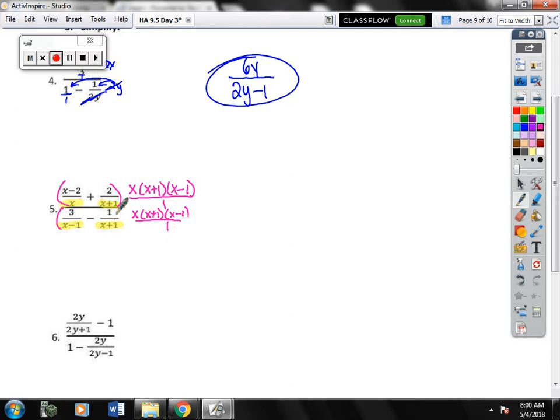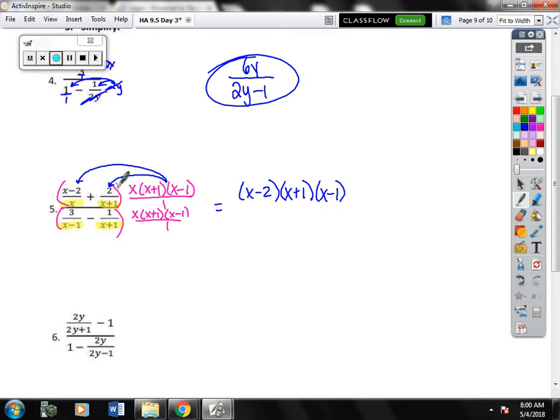Put parentheses. And we'll distribute. Now we have a binomial. So we do notice that the x's would divide out. So we would be left with x minus 2 times x plus 1 and x minus 1. So we're going to have to multiply 3 binomials together later on.